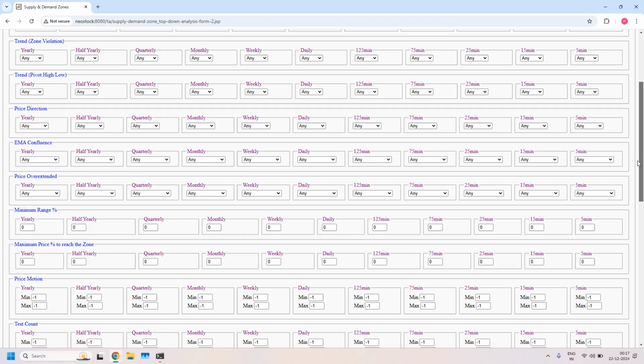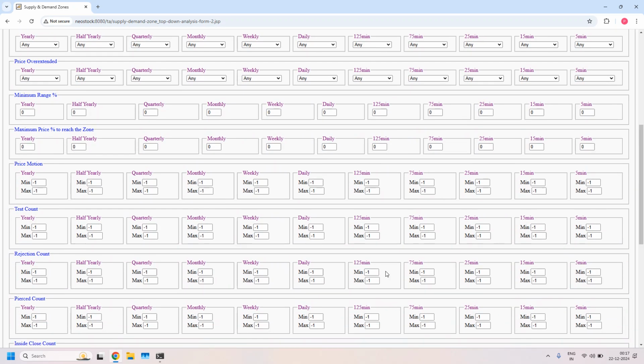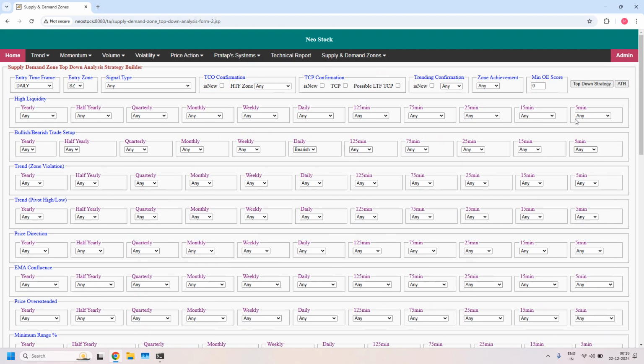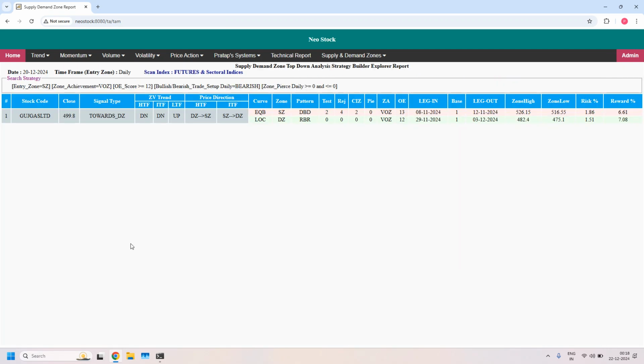These daily supply zones should not be pierced. So in the pierced count at daily time frame, minimum value 0, maximum value 0. Zone achievement: violated opposing zone. Minimum odd enhancer score 12. And all three filters, pierced count, zone achievement and OE score, are applied to daily supply zone. Now let's filter the stocks. We got only one stock.